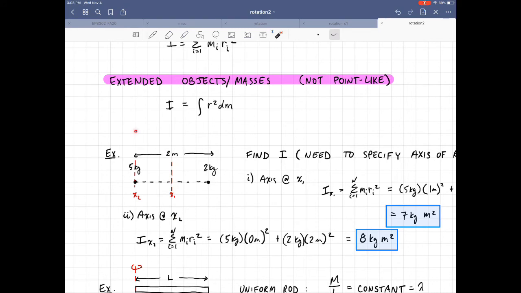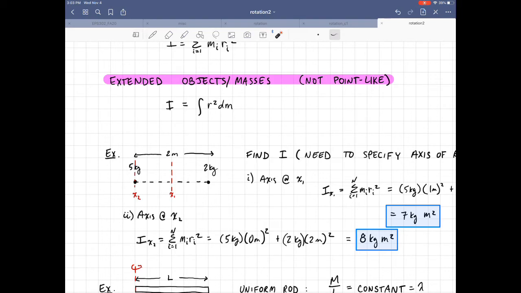Now, when I change my rotation axis, I'm going to have to redo the calculation. Same idea though, I'm going to add up all of the mr squared terms. So now I'm going to pick this location as my rotation axis, so 5 kilograms, and then how far away is the 5 kilogram mass from the rotation axis? Well, 0 meters. It's actually located on the rotation axis.